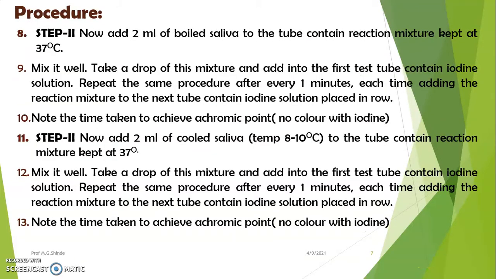Now step 2, add 2 ml of boiled saliva to the tube containing reaction mixture kept at 37 degrees. Mix it well. Take a drop of mixture and add it into the first test tube containing iodine solution. Repeat the same procedure after every 1 minute, each time adding the reaction mixture to the next tube containing iodine solution placed in the row. Note the time taken to achieve the achromic point.